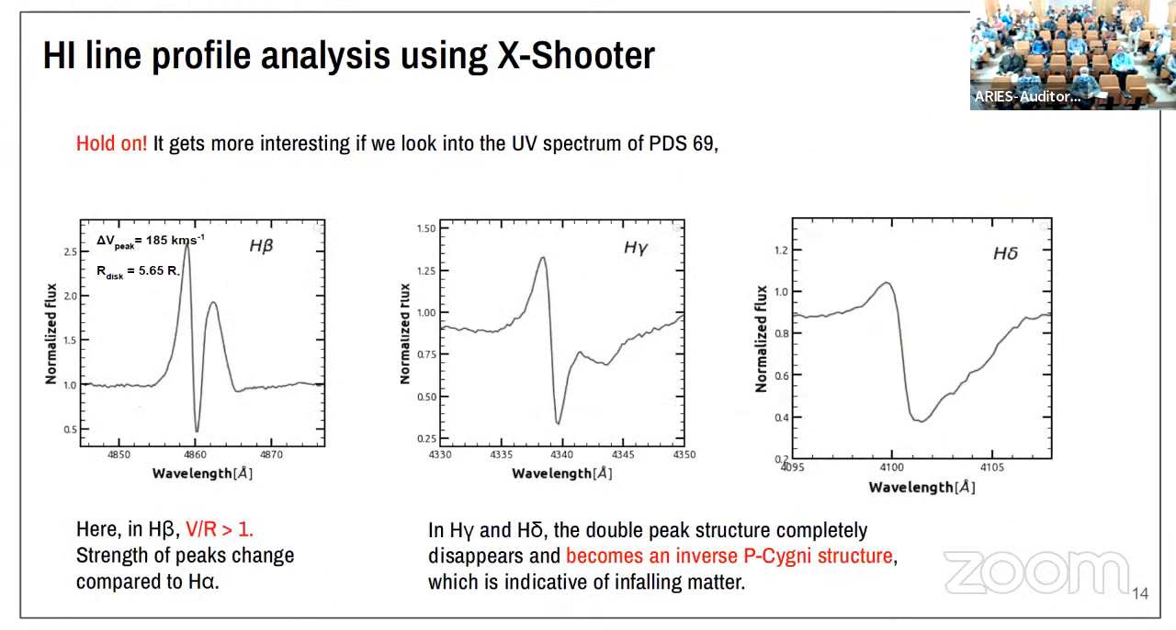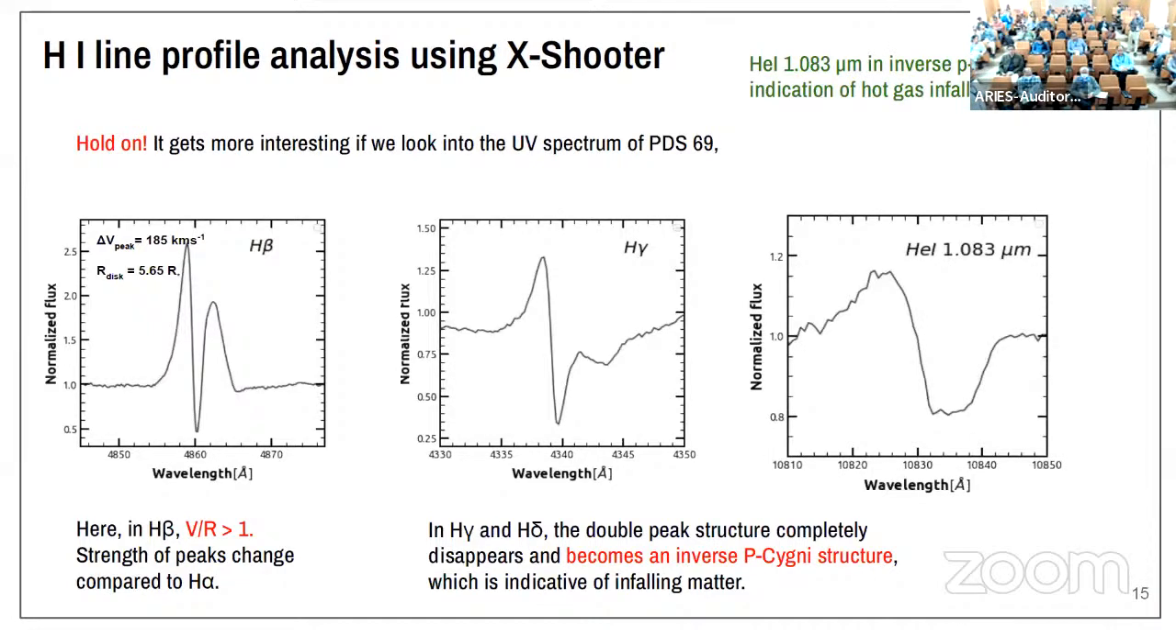Helium-2 lines indicating hot gas. Helium-1, yes. Temperature. How does this compare to other lines, which could be helium and other hydrogen lines? Yeah, but this is a hot line which is usually seen in accretion. They use this to trace the accretion rates also.